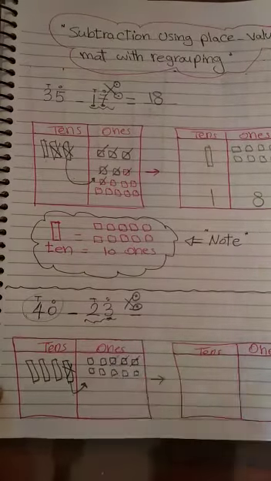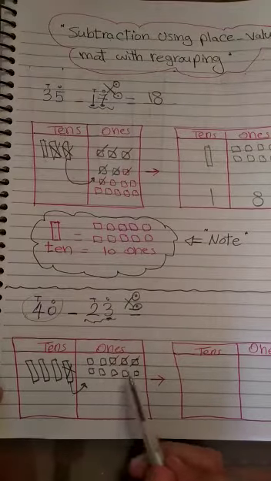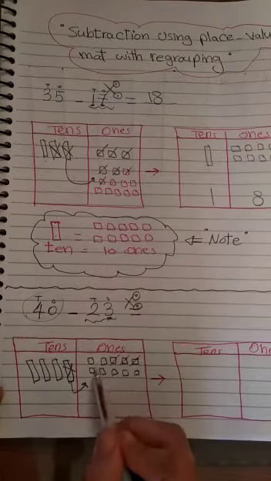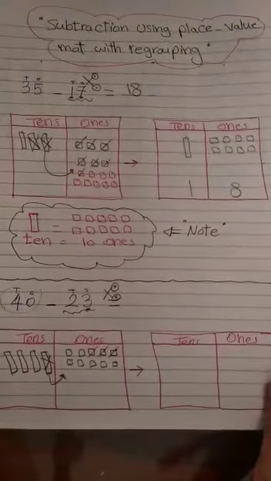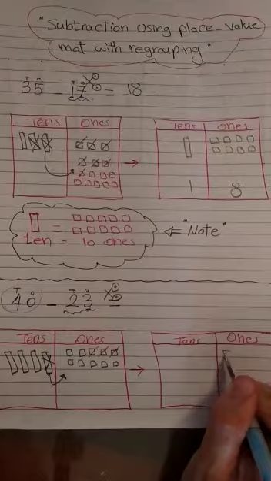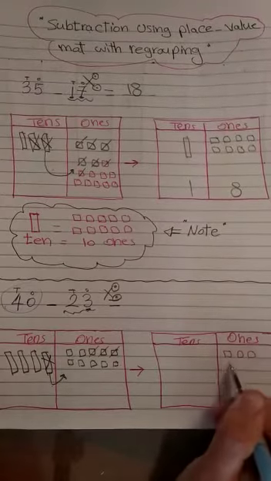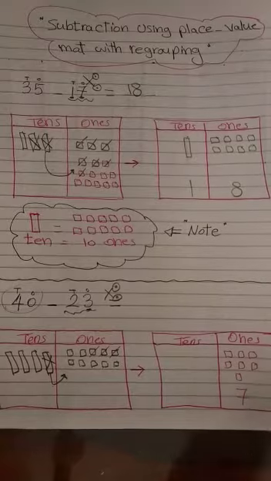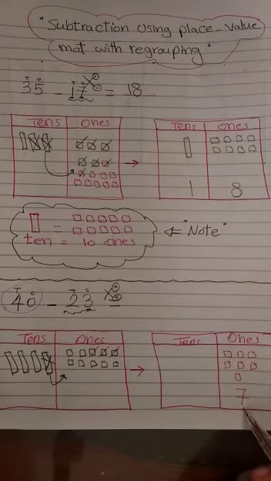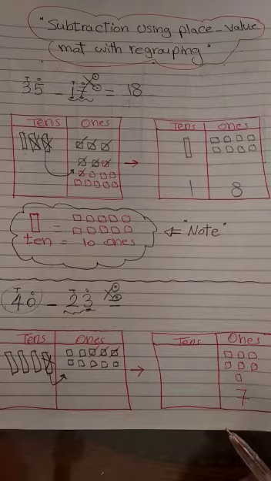1, 2, and 3. What is the leftover now with mommy inside her house? It has 1, 2, 3, 4, 5, 6, and 7. So we will draw here 7 ones. 1, 2, 3, 4, 5, 6, and 7. And now mommy has 7 in ones. Then we will go again to the baby.